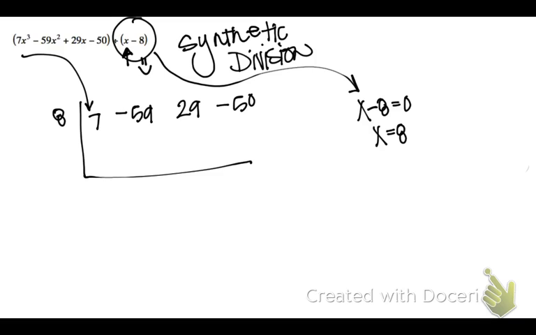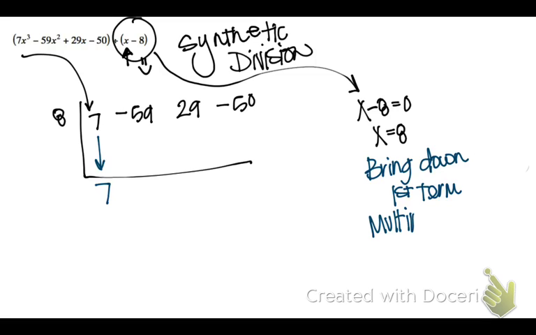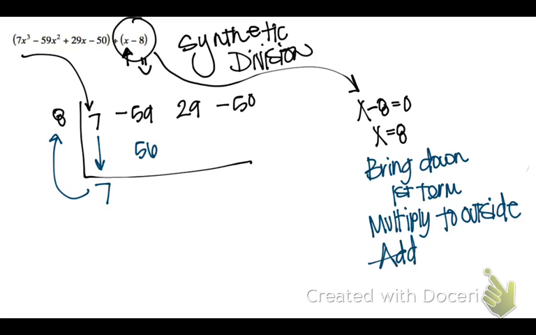And then for synthetic division, the steps, I guess, if we want to talk about steps, is you always bring down the first term. So we're going to start by just dropping this 7 down. And then you multiply to the outside. So I'm going to multiply here. 7 times 8 is 56. And then you add. So negative 59 plus 56 is negative 3.